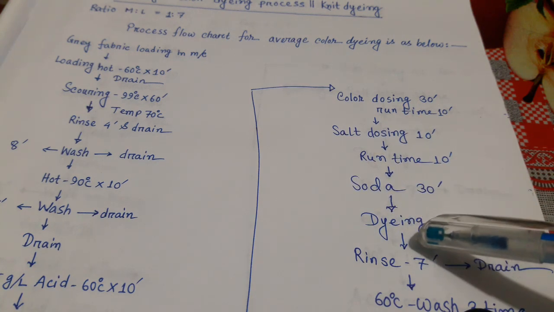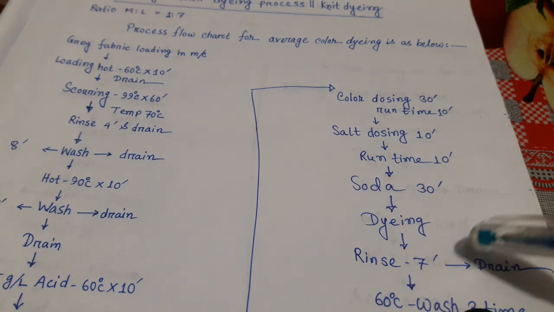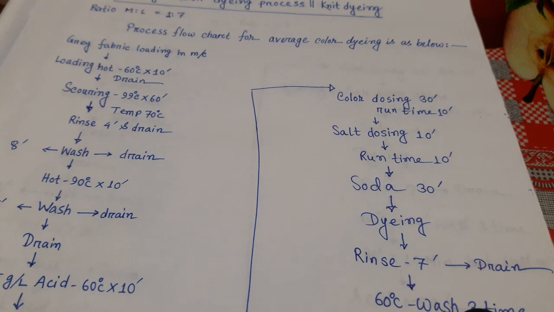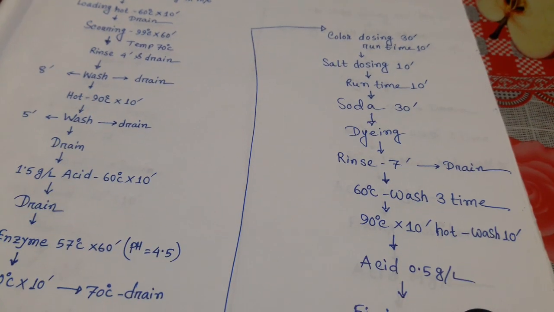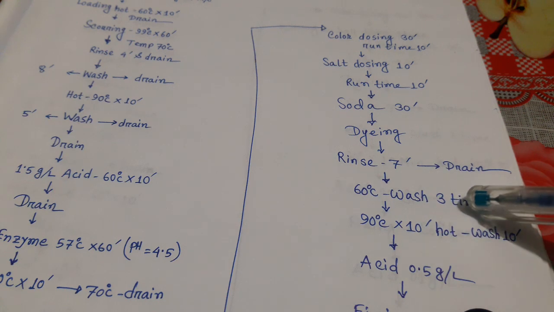After the dyeing has started, then rinse for 7 minutes and drain again. After that, 60 degrees centigrade wash 3 times.